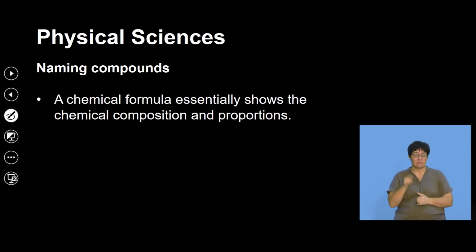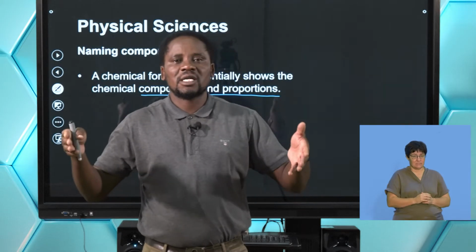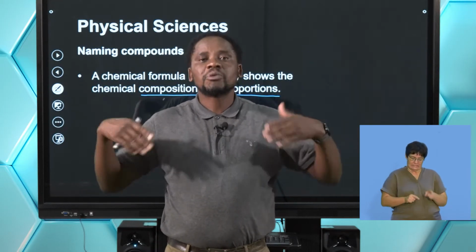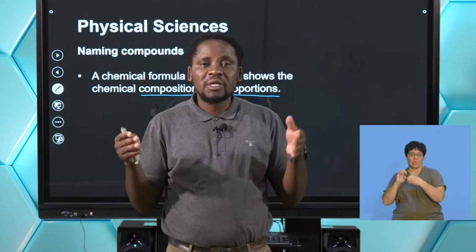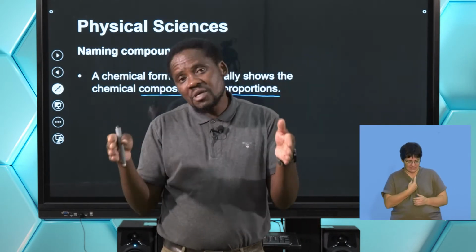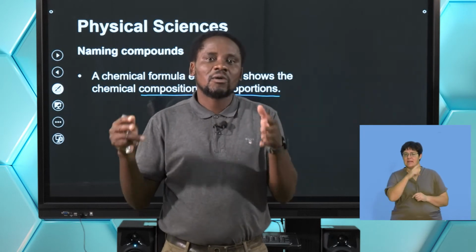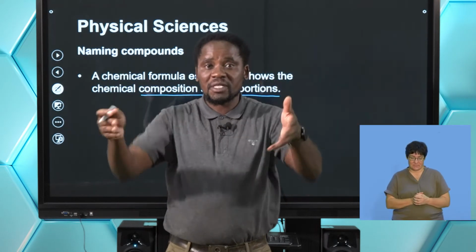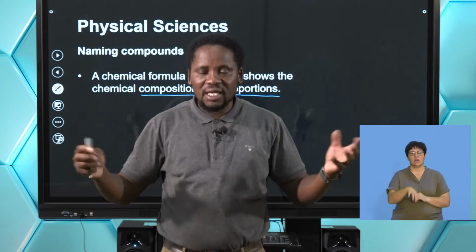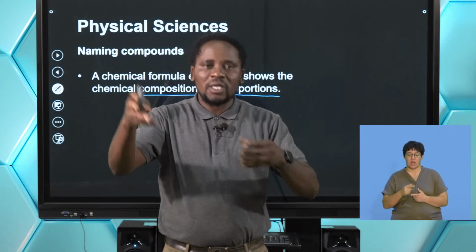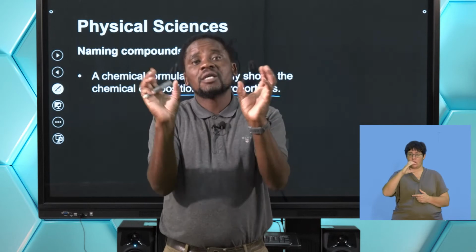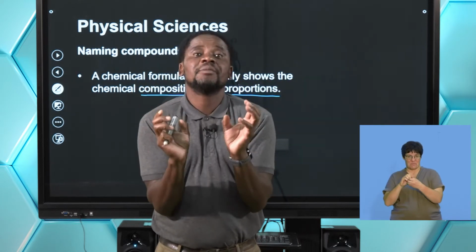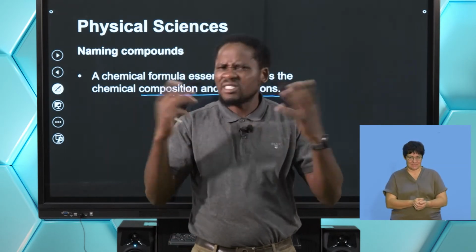So a chemical formula essentially shows the chemical composition and proportion. The big idea about the chemical name is that it also tells us the composition, in terms of what elements make up that compound. The name itself would be reflective of the names of the elements that make up that particular compound. Take, for argument's sake, sodium and chlorine. We talk of sodium chloride. So in that name, it captures the two constituent elements that make up that particular compound, just as an example.